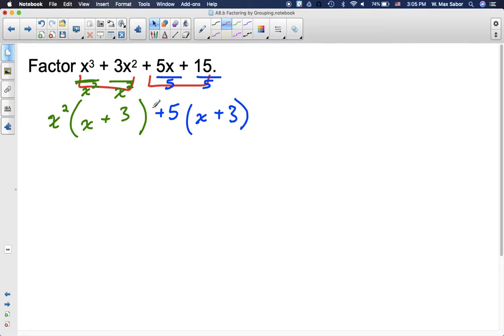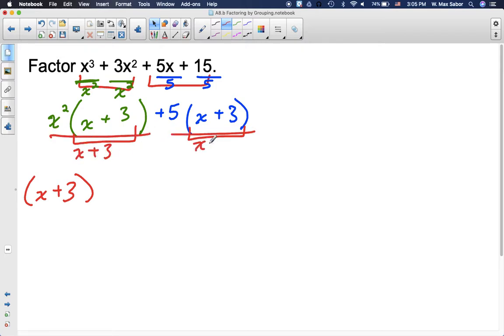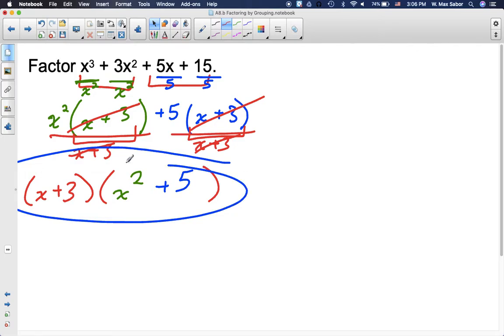Now, if we have done these right, then these will match. So what we're going to do is use x plus 3 as our greatest common factor, and we'll divide by x plus 3 for both of them. And when we divide by x plus 3, what we're left with is the binomial x squared plus 5. And that is our factored expression, factored by grouping.